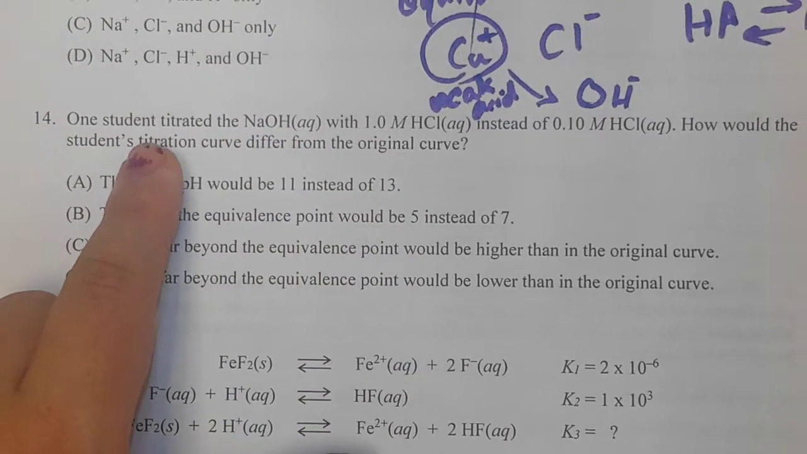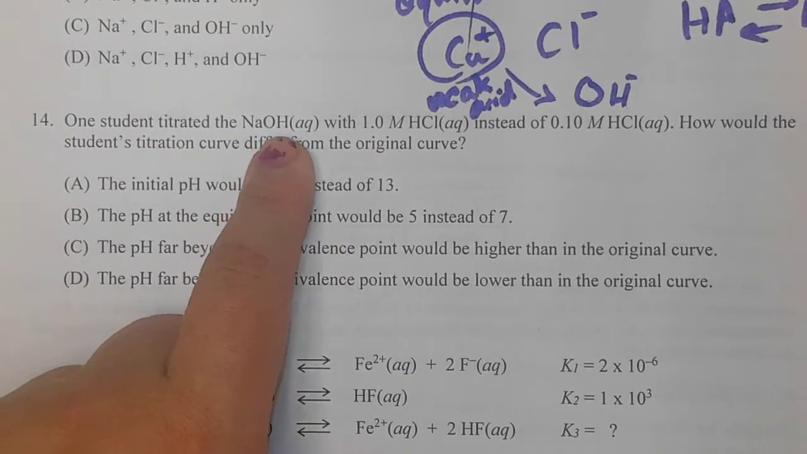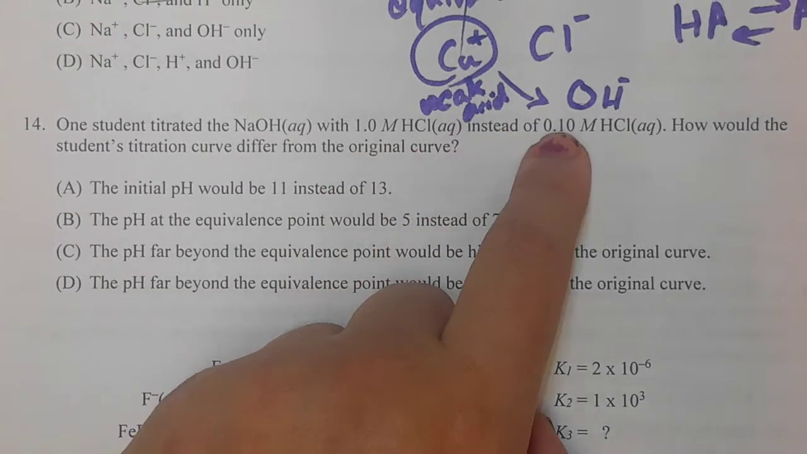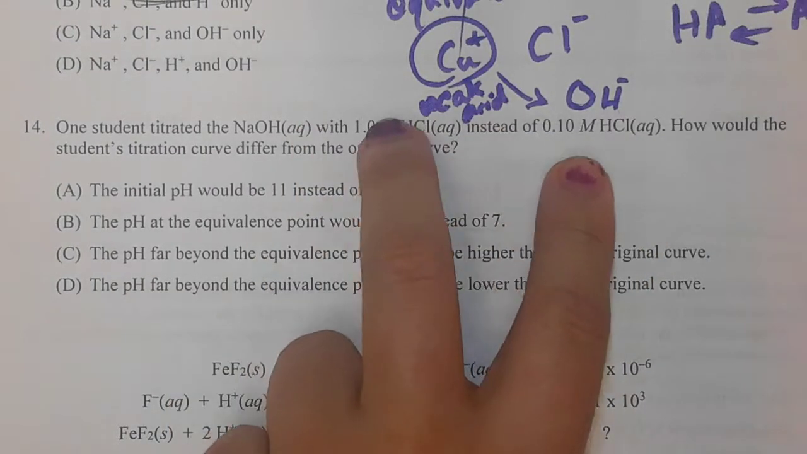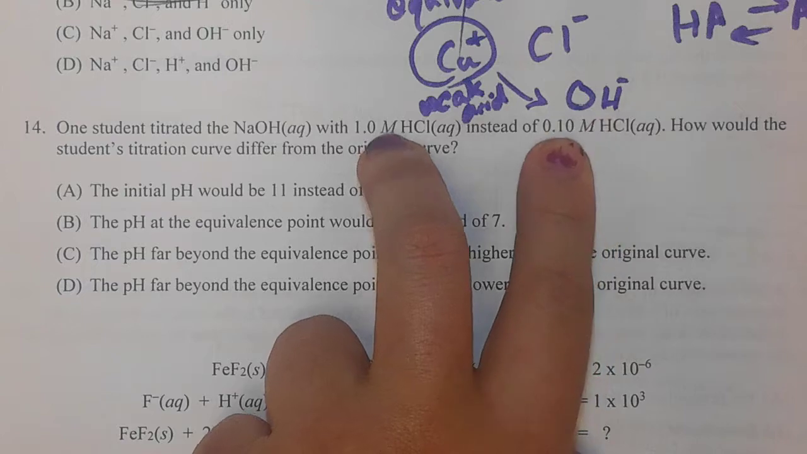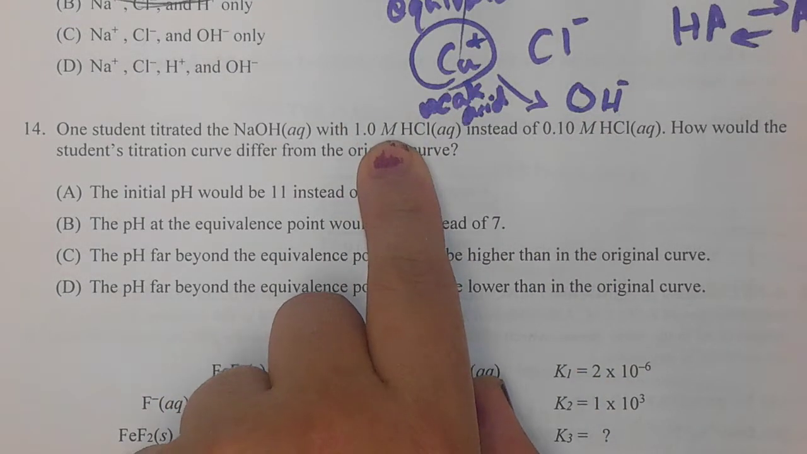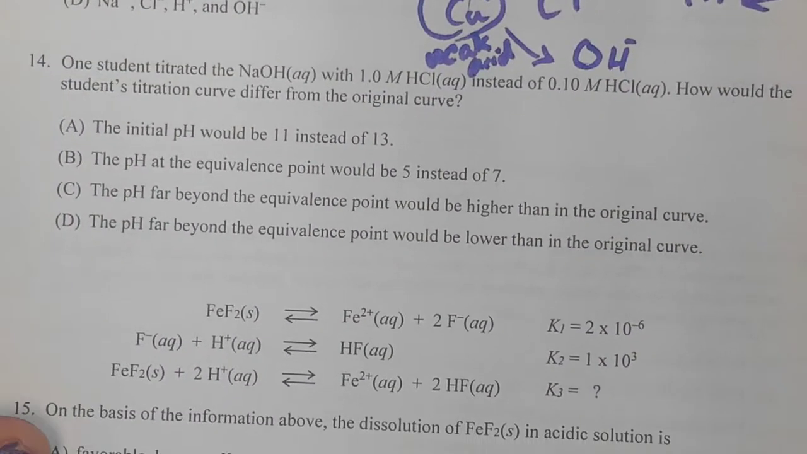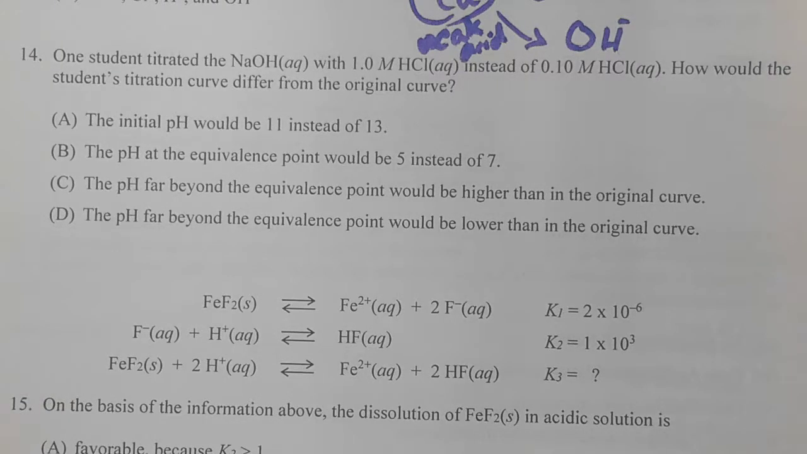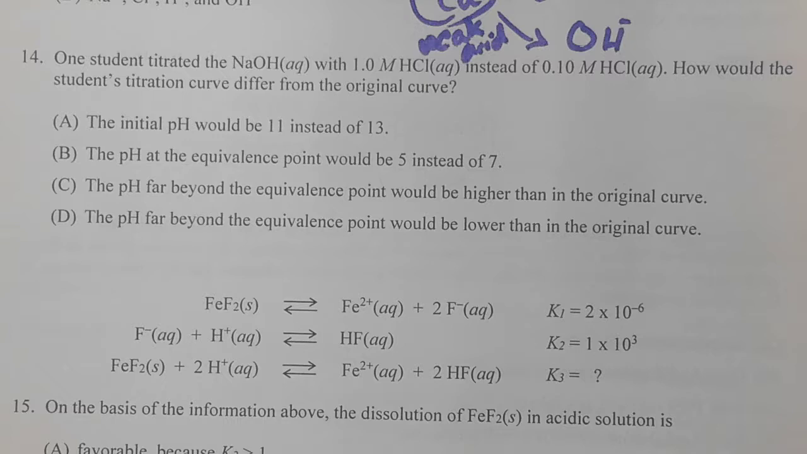The student titrates the NaOH with this HCl instead of this. Take a look at what's happening. The concentration is much more increased. So what's going to happen? Well, you are getting more acidic, so the pH is lower. But where is your equivalence point going to be?